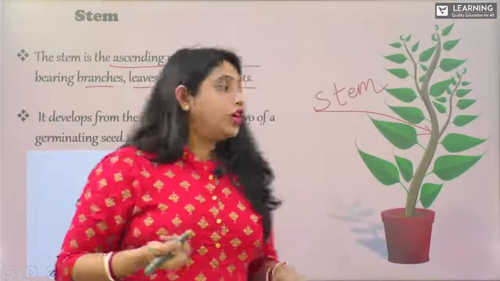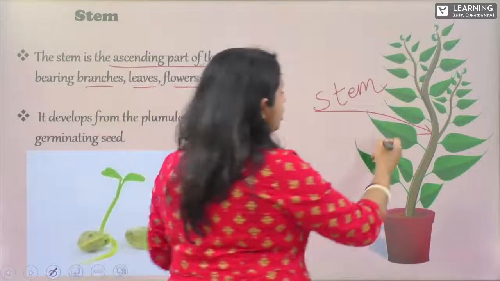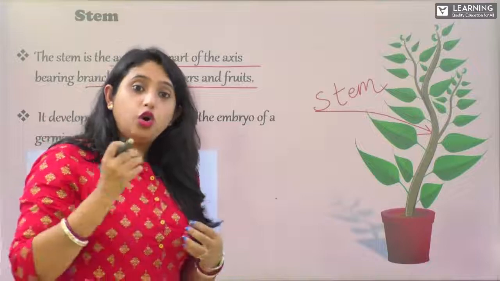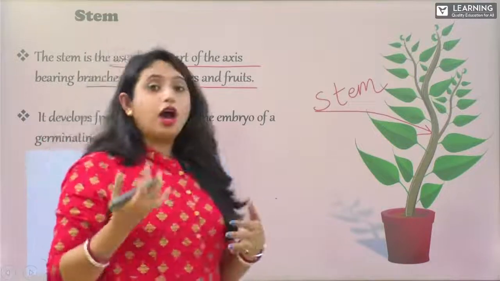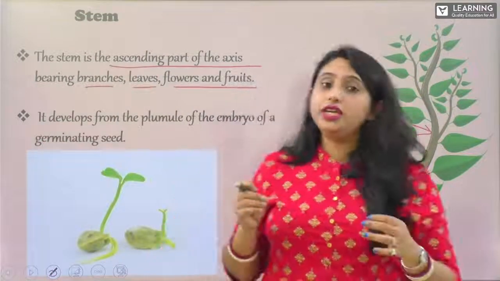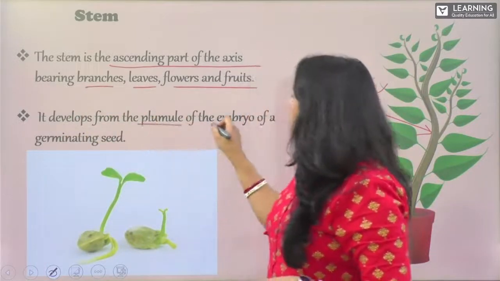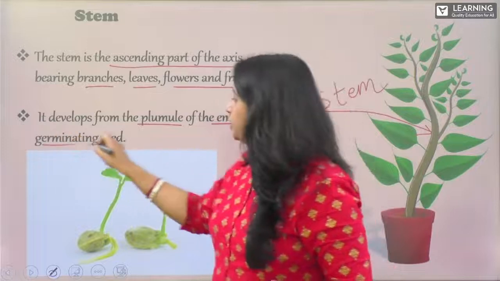So in the stem, what will you be looking at? These are the leaves, right? Again in the stem, you will see the nodes, isn't it? You will see flowers. Everything is borne on the stem itself. It develops from the plumule of the embryo of a germinating seed.